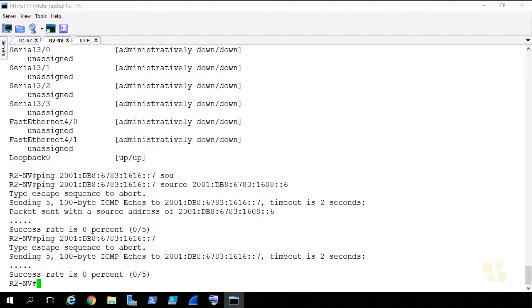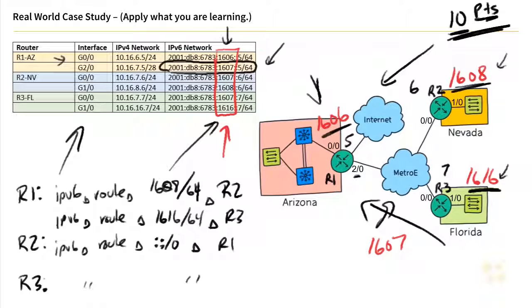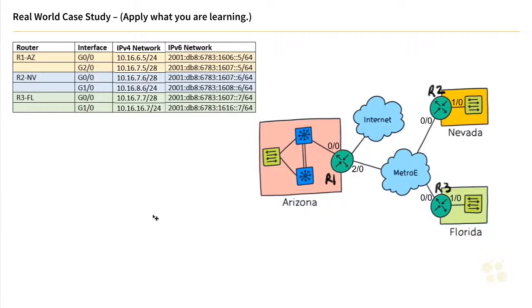Let's take a look at our diagram. Again, when we do a real world case study, sometimes it's pretty much real world. So let's think about this together. All right, so let's take a look at what does work and what doesn't work, and then we'll troubleshoot this together. That's why this is a real world case study. So what does work? R1 from this network here on the inside was able to ping Nevada back and forth, no problem. R1 was able to ping the Florida networks back and forth, no problem.